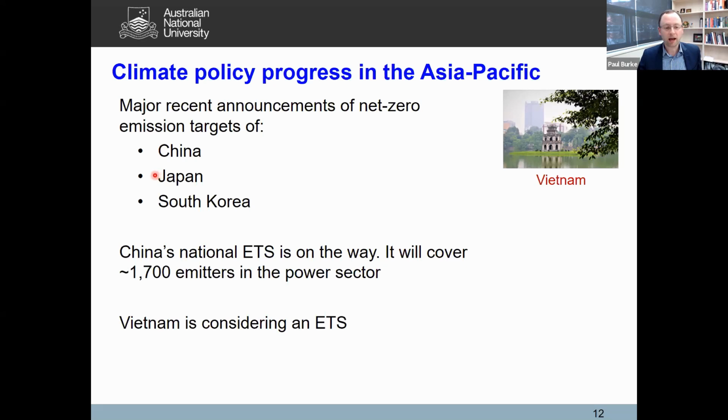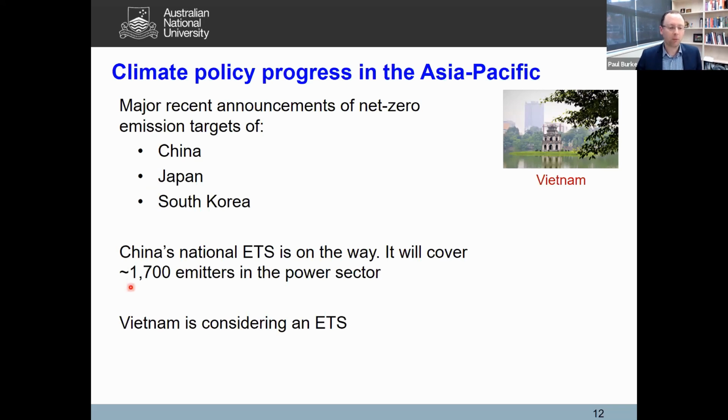And within the last couple of weeks, actually within the last 1 week, Japan and South Korea have both announced their net zero by 2050 targets. And those announcements also are very substantial. China's national emissions trading scheme is on the way. Really, they're still testing it, and there are some issues still that they're working through, but expect it to be launched within the coming months.